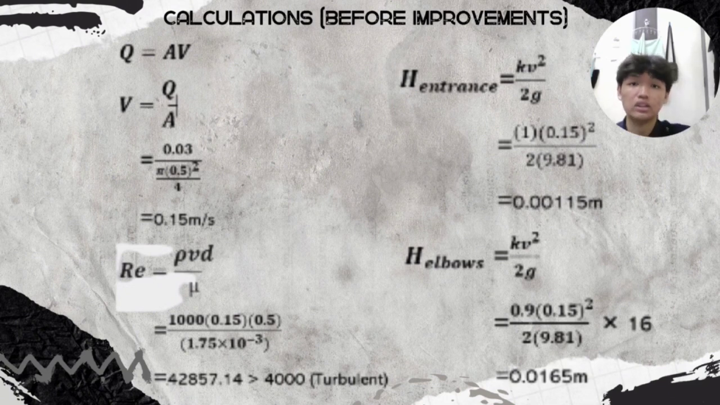Next, H entrance equal to K V squared over 2g. Our K value for entrance loss is 1. So 1 times 0.15 squared over 2 times 9.81. So our answer is 0.00115 meter. Then H elbows equal to K V squared over 2g. K value for elbows is 0.9 times 0.15 squared over 2 times 9.81. The answer we times 16 because we have 16 pipes. So we get the answer 0.0165 meter.